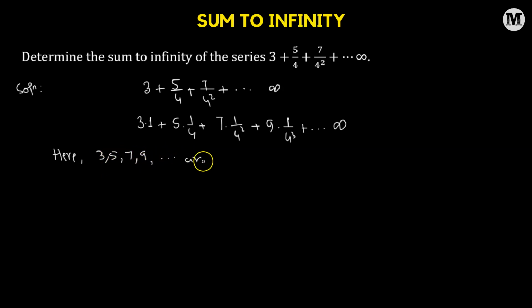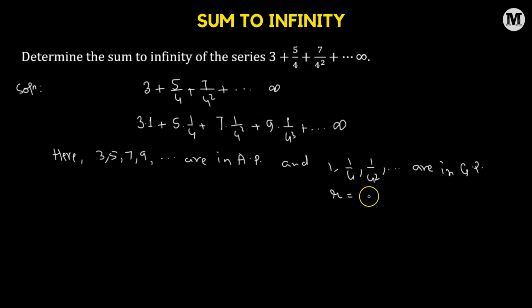These terms are in arithmetic progression, so they're forming an arithmetic sequence. And we have 1 over 4, 1 over 4 squared, and the rest of the terms. These are forming a geometric sequence, which means they are in GP. In both cases, they have a fixed common difference and a fixed common ratio. When we combine the nth term of both of them, that gives us the nth term of the series. Here, 1 over 4, 1 over 4 squared is the sequence in GP for the following series. So the common ratio r is equal to 1 over 4. We're going to use this fact here.